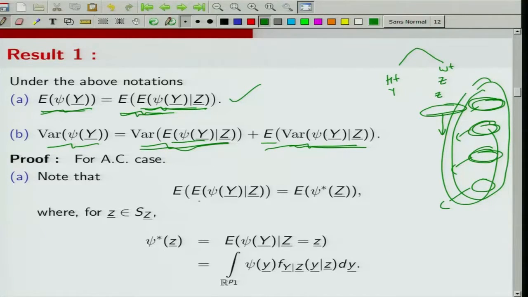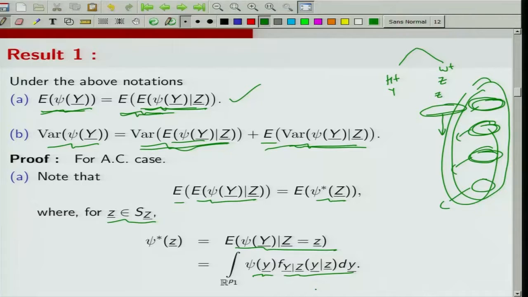So, note that this quantity is nothing but psi star Z. And what is psi star z? For fixed z belonging to S_Z, psi star z is nothing but expected value of psi(Y) given Z equal to z, which is the same as integral of psi(y) with respect to the conditional PDF of Y given Z equal to z.